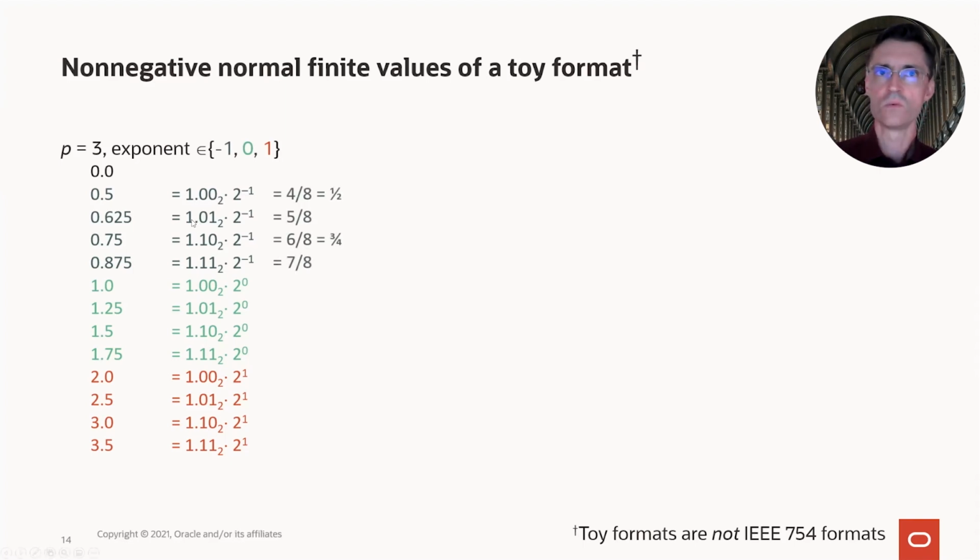So the next value, 101, that's binary 5, so 5/8, 110, 6/8, 111, 7/8, and so forth. So these are all the combinations for when the exponent equals -1. So now we increase the exponent to 0, and instead of dealing with eighths, we deal with fourths. We have 4/4, or 1, 5/4, 6/4, 7/4, and finally, we increase the exponent again to 1, and instead of fourths, we have halves. So we have 4, 5, 6, 7 halves instead.